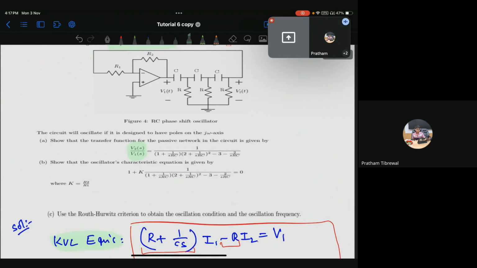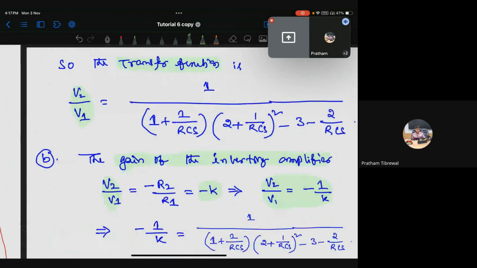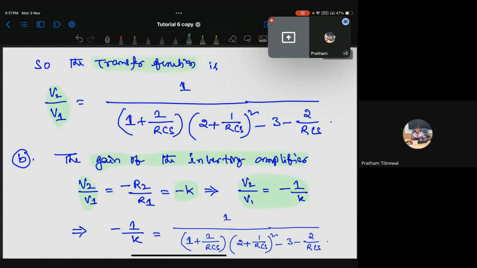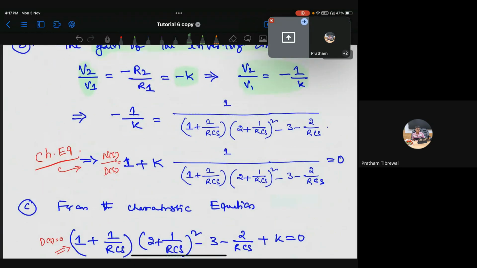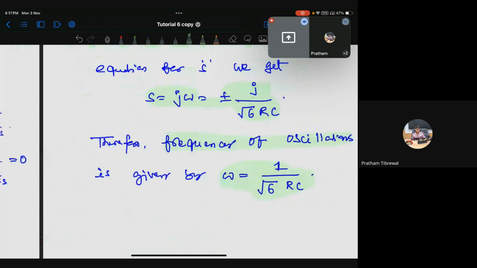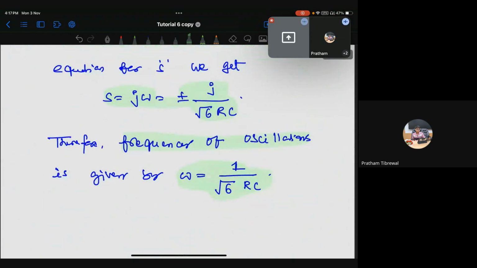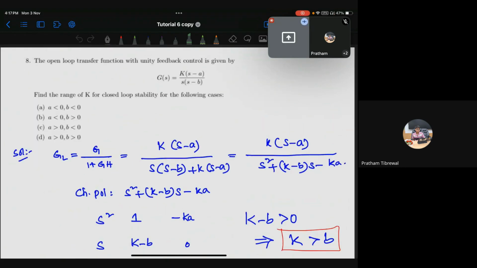Okay, so this is only part A. Part B is also over. When k is equal to 29, you will choose your resistors in that way. That is kind of a design problem. You want to make the oscillator oscillate at this frequency, so you will choose your resistors so that your oscillator will oscillate with this frequency. So that is one more problem.